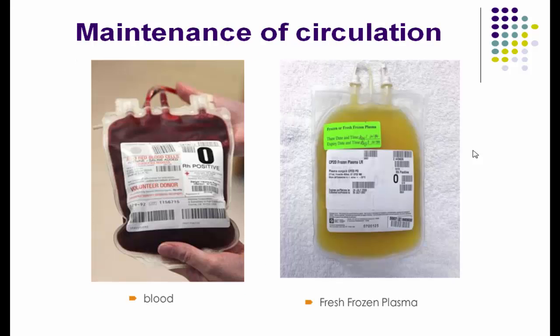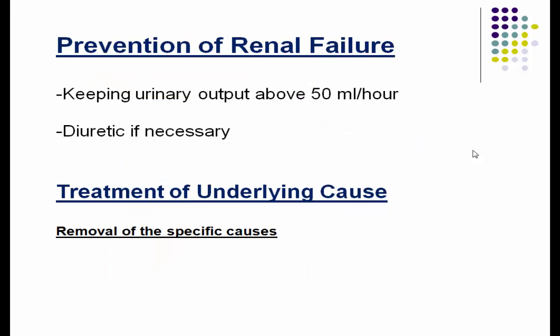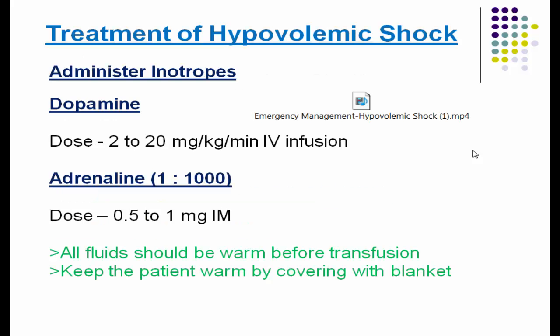Maintenance of circulation by blood, fresh frozen plasma. And the prevention of renal failure, keeping urinary output above 50 ml per hour; diuretic should be given if necessary. Treatment of underlying cause, removal of the specific causes.